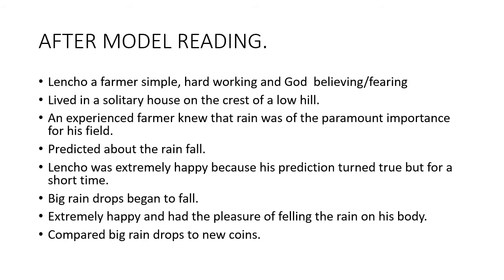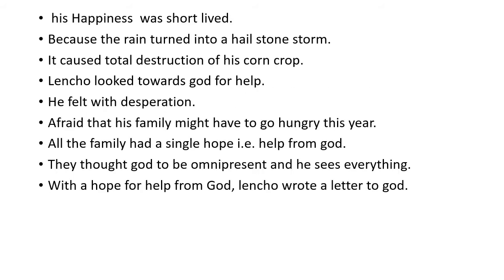He felt extremely happy and had the pleasure of feeling the rain on his body. But his happiness was short-lived because the rain turned into a hailstorm. It caused total destruction of his corn crop. Now Lencho looked towards God for help. He felt desperate. He was afraid that his family might have to go hungry this year. All the family members had a single hope, help from God. They thought God to be omnipresent and that he sees everything.